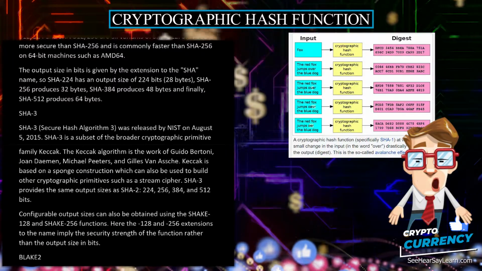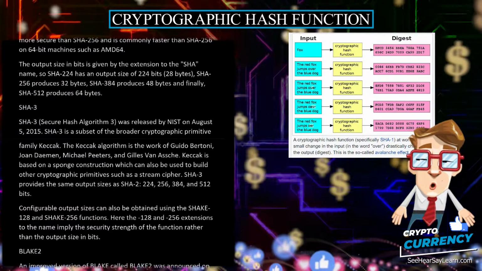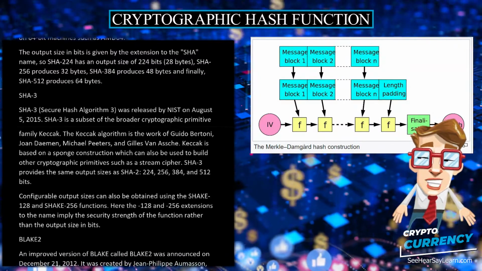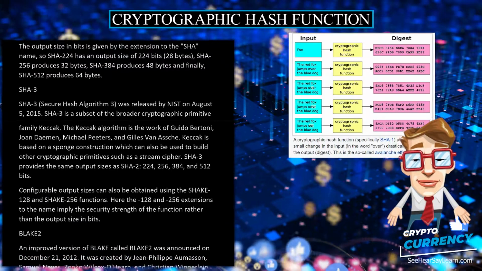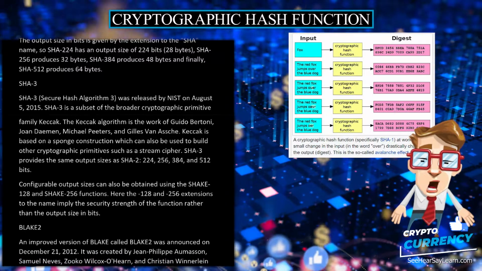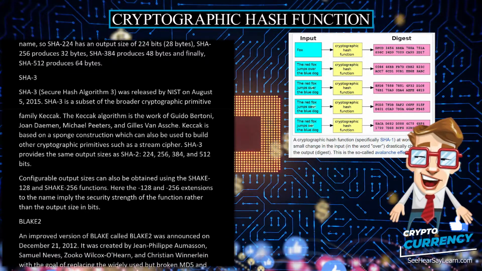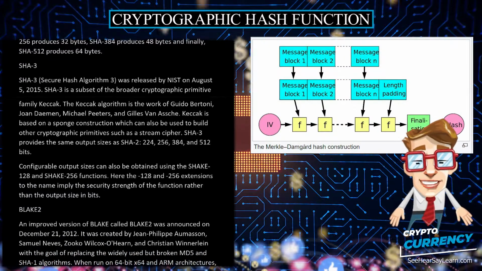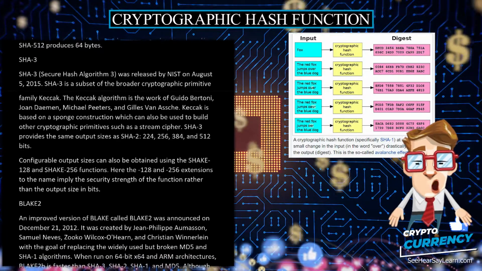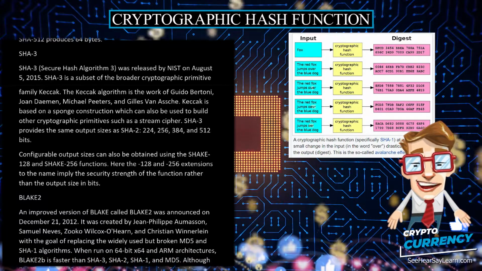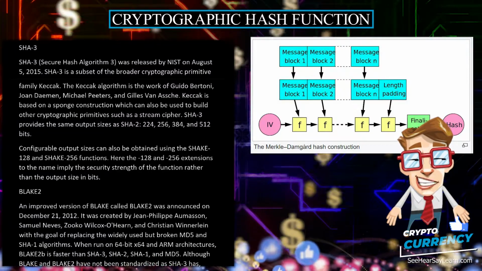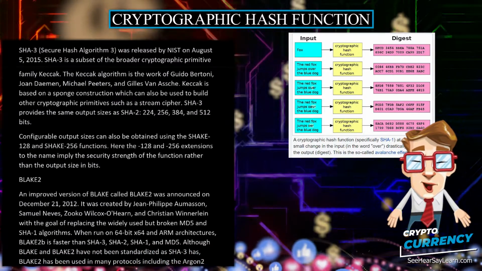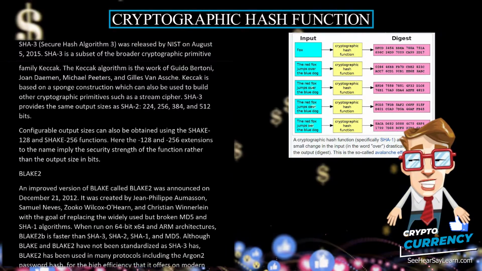When run on 64-bit x64 and ARM architectures, BLAKE2b is faster than SHA-3, SHA-2, SHA-1, and MD5. Although BLAKE and BLAKE2 have not been standardized as SHA-3 has, BLAKE2 has been used in many protocols, including the Argon2 password hash, for the high efficiency that it offers on modern CPUs. As BLAKE was a candidate for SHA-3, BLAKE and BLAKE2 both offer the same output sizes as SHA-3, including a configurable output size. BLAKE3.